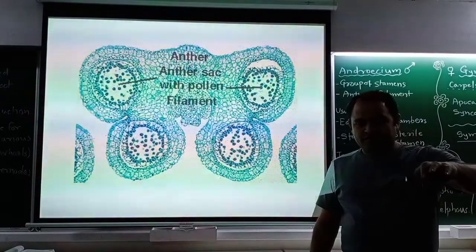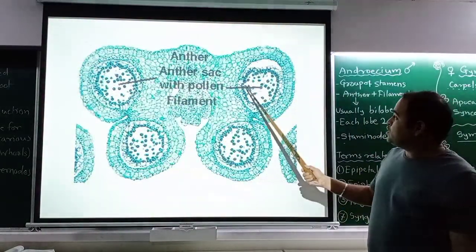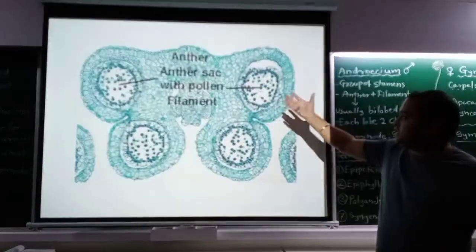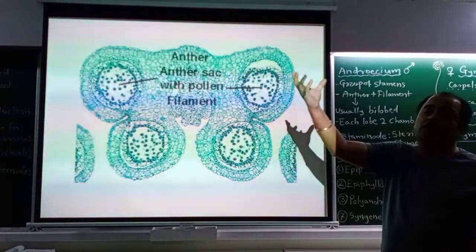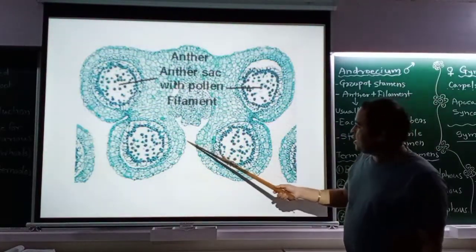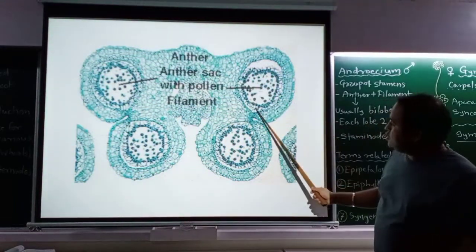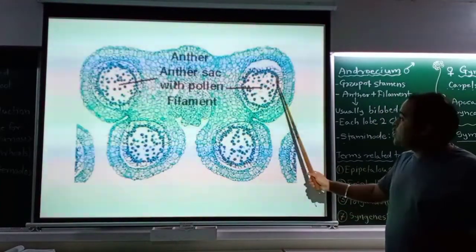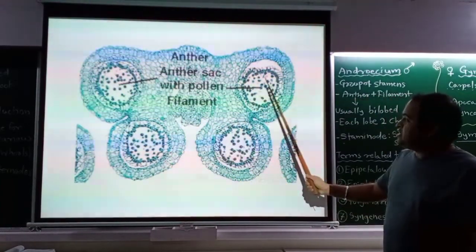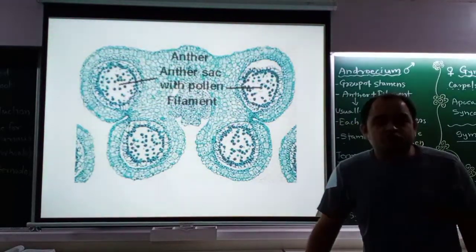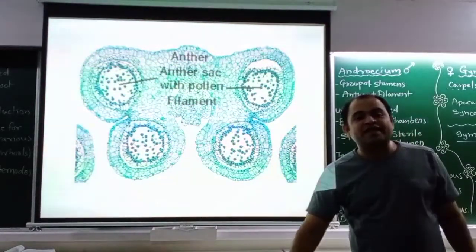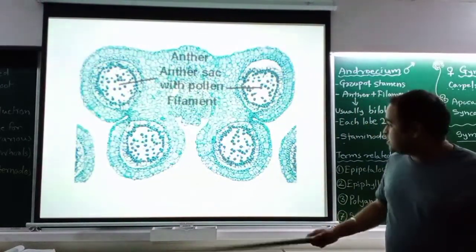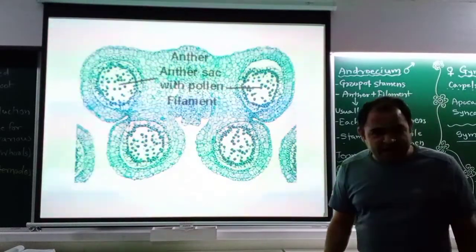If you take a section of anther, then you will find a structure like this. It's a TS. Actually, this is TS. So projection you can easily consider. There are two lobes, lobe 1, lobe 2. Each lobe has 2 chambers. So total 4 chambers are present, and these 4 chambers contain microspore mother cells. Microspore mother cells undergo meiosis, and meiosis produces microspores, and they are nothing but the pollen grains.